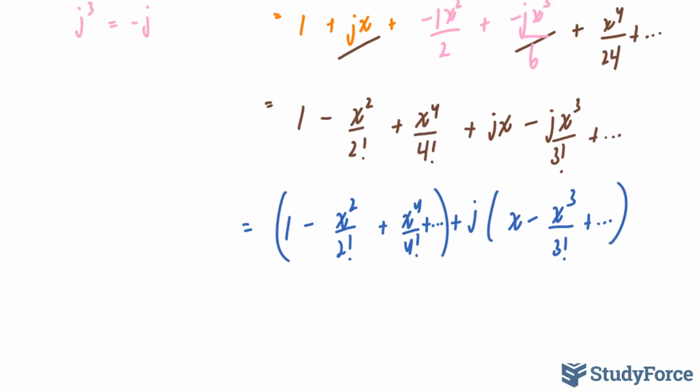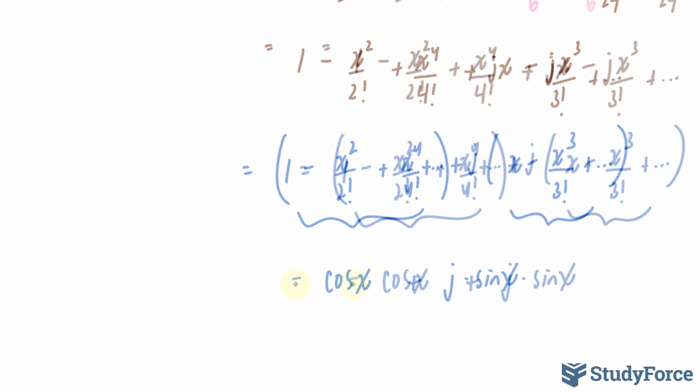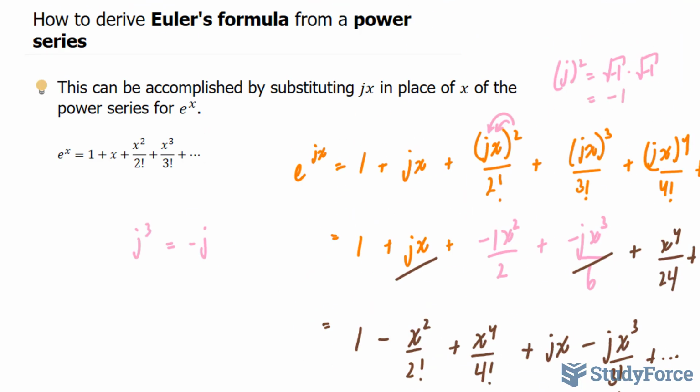If you recall, this right here looks like the Maclaurin series for cosine. So we can replace this with cosine x. And this, if we continue on, will look like the Maclaurin series for sine. So I'm going to replace this with j, our imaginary unit, times sine x. This is equal to e to the power of jx, and that right there is Euler's formula. And so there you have it. That is how to derive Euler's formula from a power series.